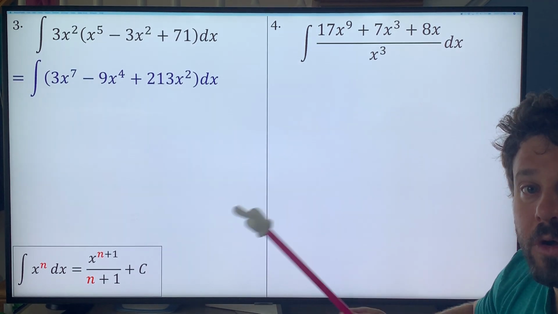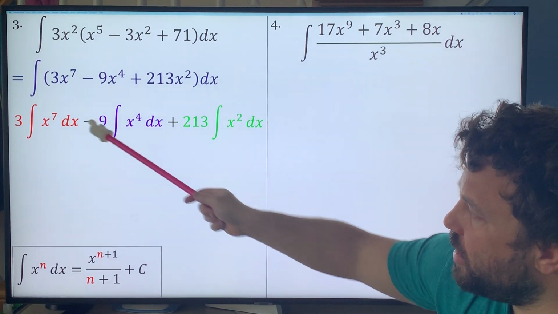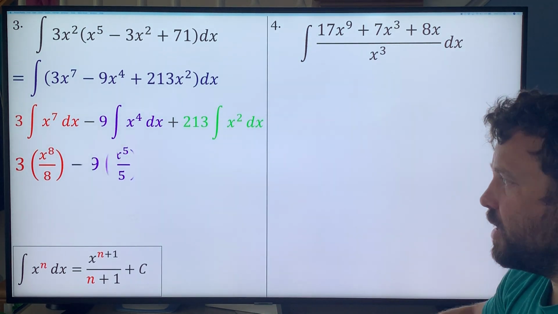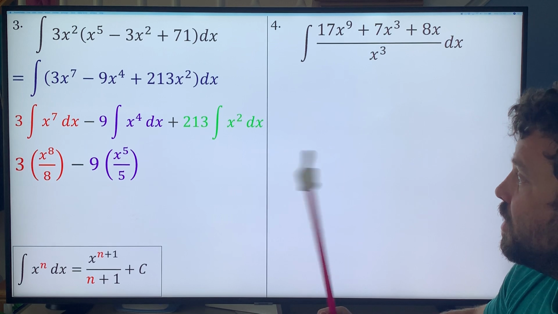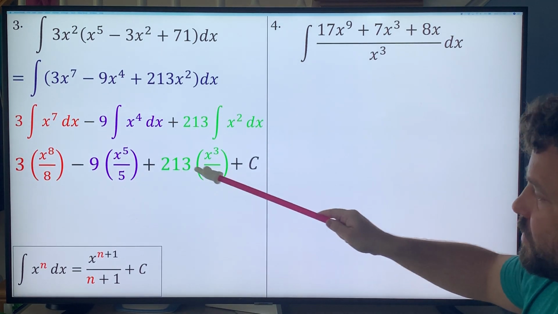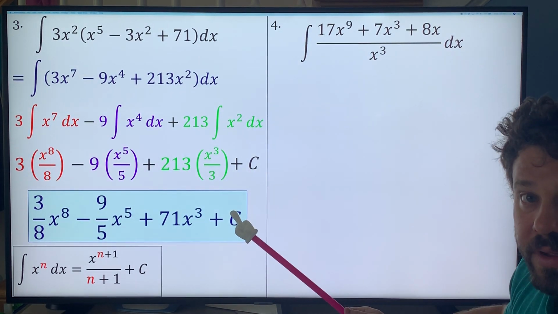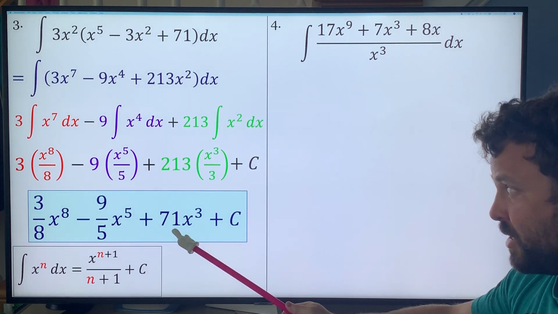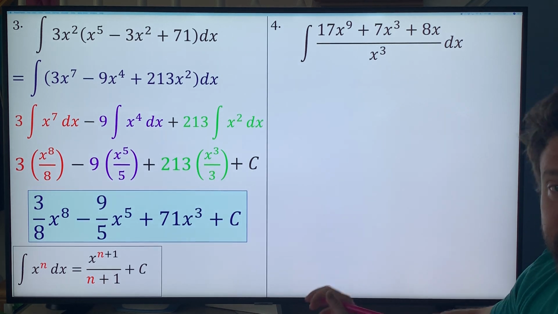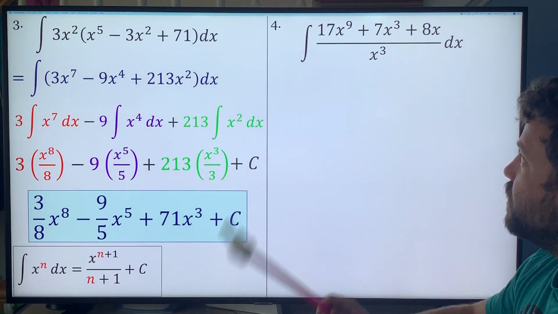So now you're going to separate it once again. Pull out the 3, the 9, and the 213. 8, 5, and 3. See, you're just adding 1 to it. 3 times x to the 8th over 8 minus 9 times x to the 5th over 5 plus 213x cubed over 3. 3/8, 9/5, plus c, and 213 over 3. 213 divided by 3 is actually 71. If you want to do that in your head, 210 divided by 3 is 70. 3 divided by 3 is 1. A little mental math for you. There you go. How we doing? You're doing good? Hopefully we are.